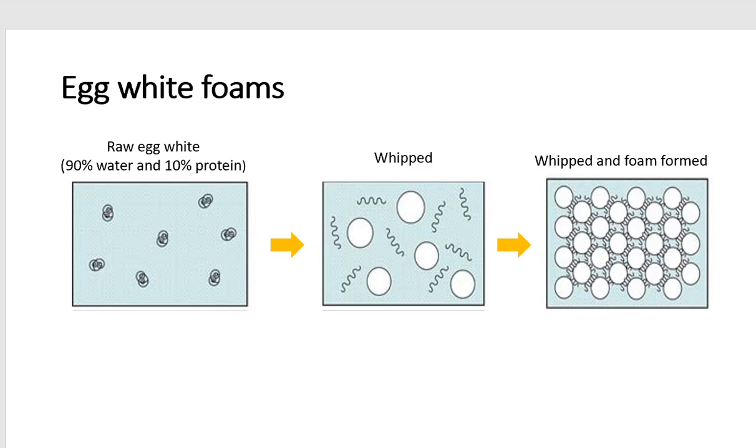Here we have an illustration. Here we have raw egg whites with 10% protein. Egg whites are great for making foams. To make a foam, you need to whip egg whites with a beater or wire whisk. The whipping action denatures, unfolds the proteins. So there's a protein denaturation here.